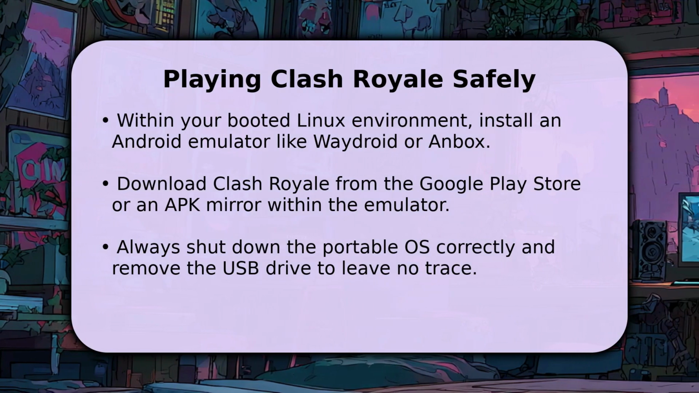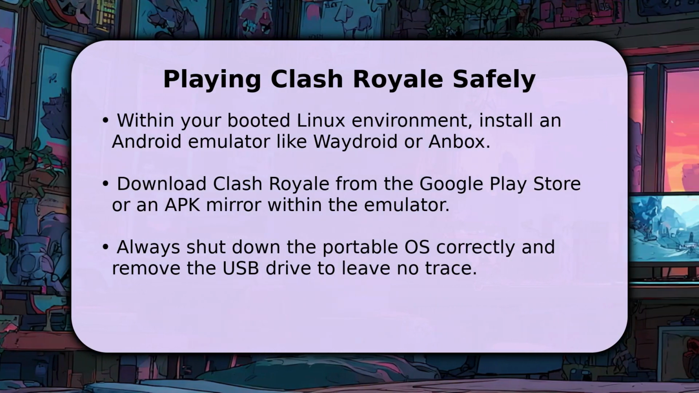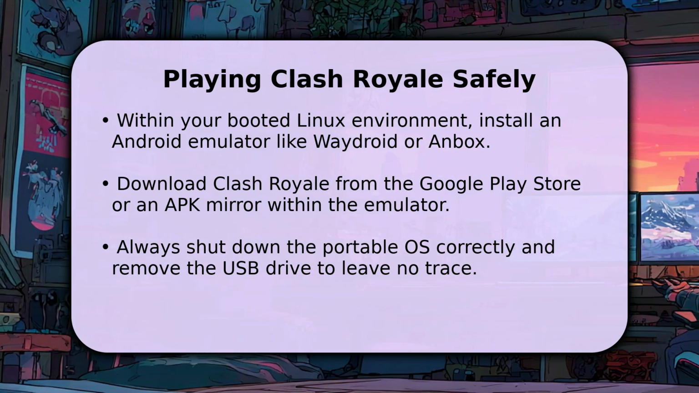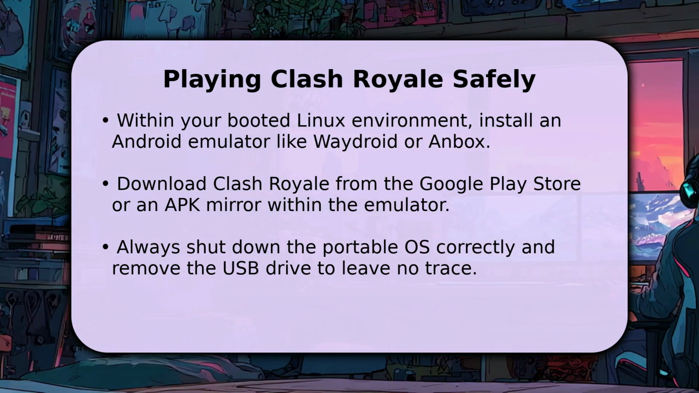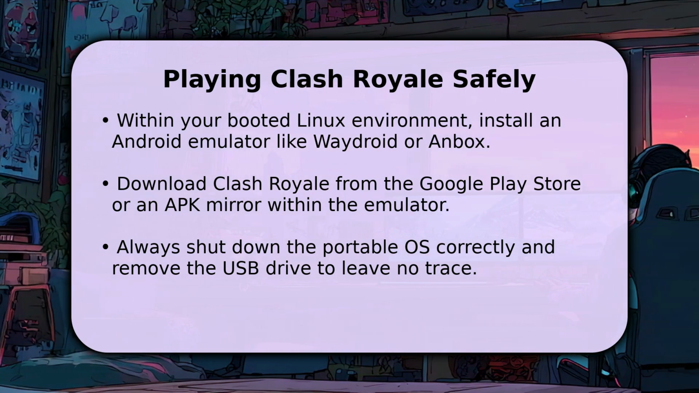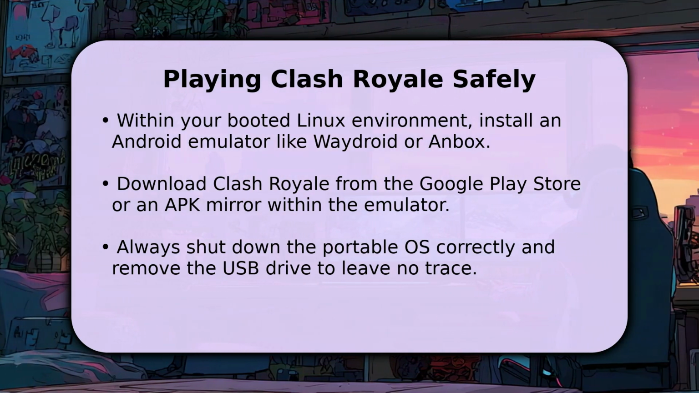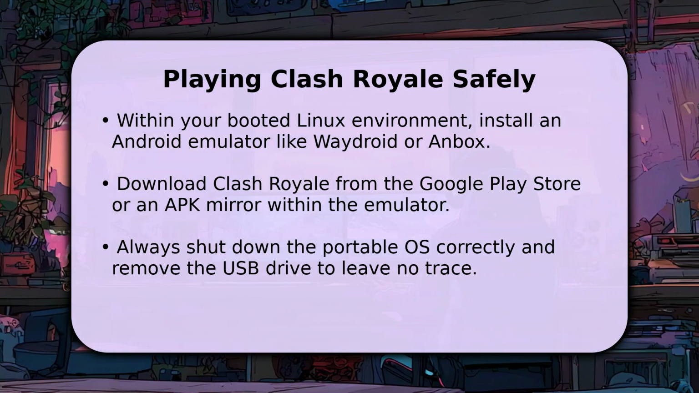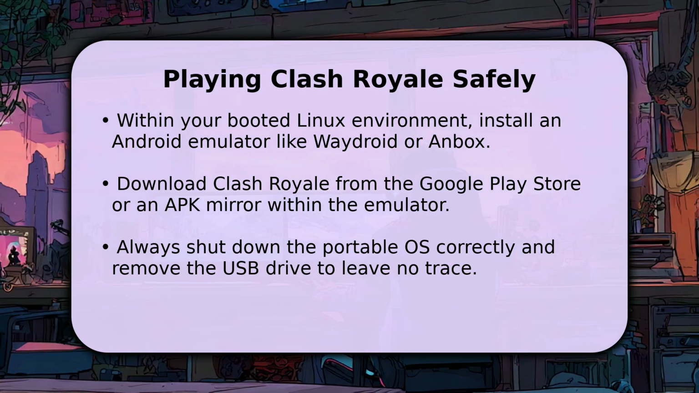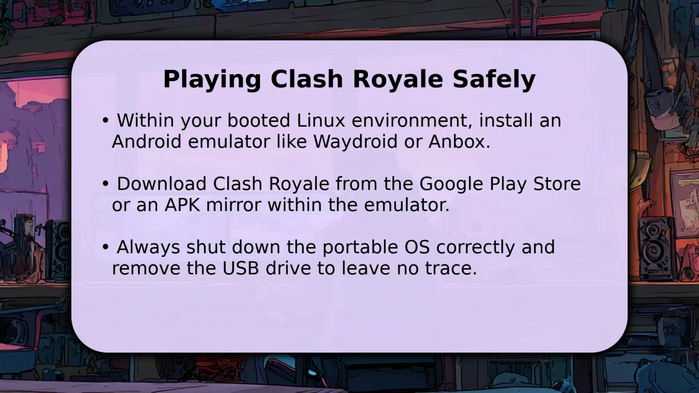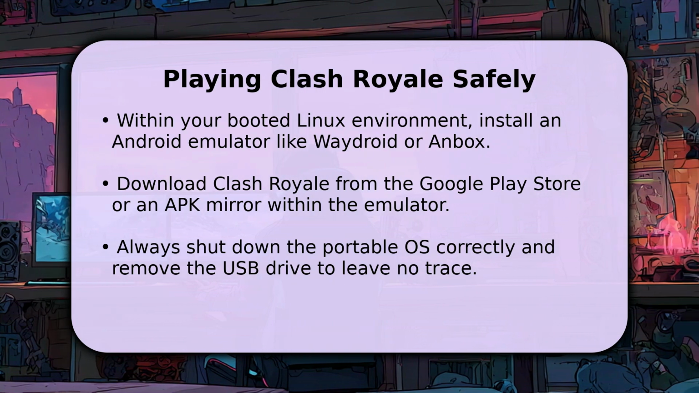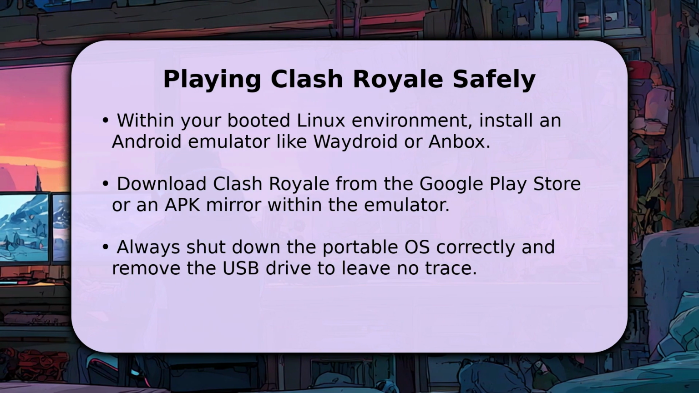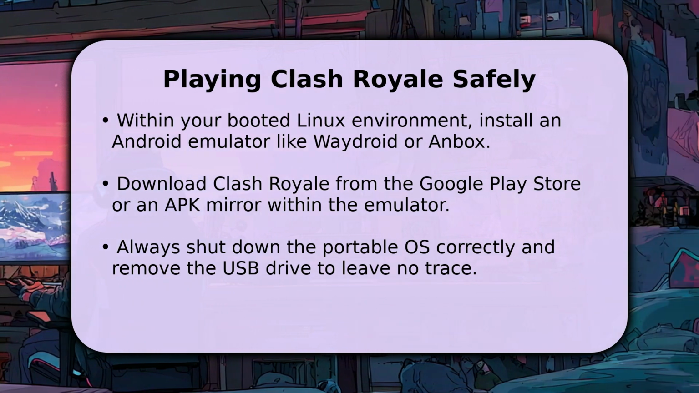Once your portable Linux OS is running, you can install a compatible Android environment, such as Waydroid. From there, access the Google Play Store or download Clash Royale directly via its APK file. Remember, this method relies on the school PC having USB boot enabled and unmonitored network access from your portable OS. Always ensure you properly shut down the portable system and remove your USB drive, leaving the school computer exactly as you found it.